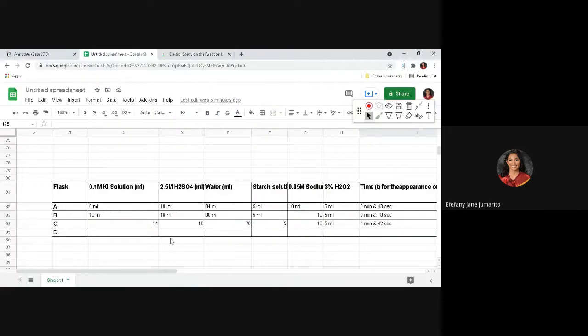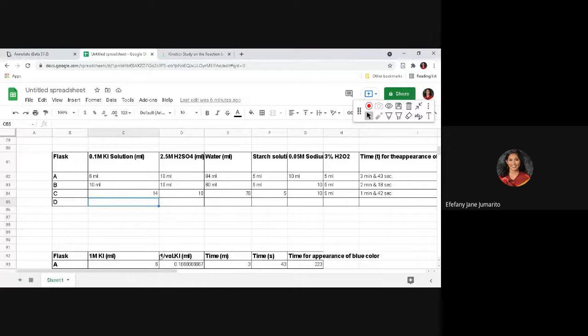Okay, but before that, let's list down. How many ml of KI in flask D? 20. Dili mo musuon ani class ha, ug namo sa lab, magpermigin mo maglista dayon. We have H2SO4. How much? 10. Then water 70. Then starch 5. Then sodium thiosulfate 10. 10 gihapon, ma'am. Then hydrogen peroxide 5.